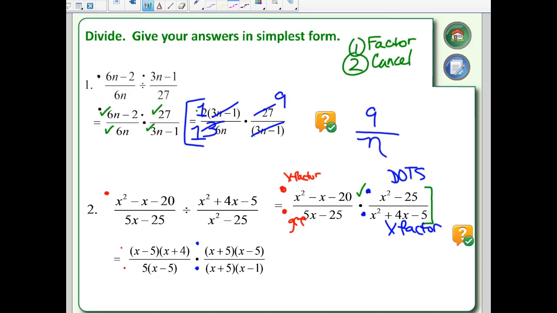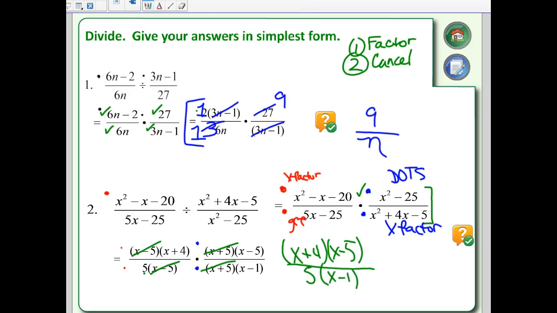Now we can finally go through and ask, what can we cancel? Well, if you notice, I have an x minus 5 here and an x minus 5 here. I've got an x plus 5 and an x plus 5. And when I look around, I think that's it. That's the only binomials that'll cancel. So now what do we have left? We've got x plus 4 times x minus 5 in my numerator, and the only thing left in my denominator is 5 times x minus 1.